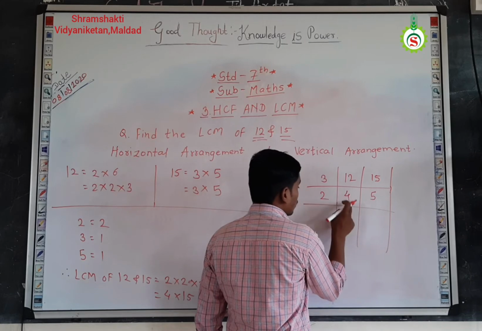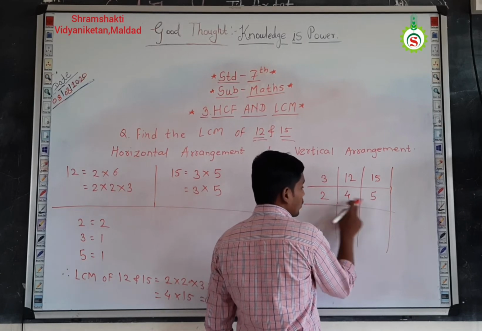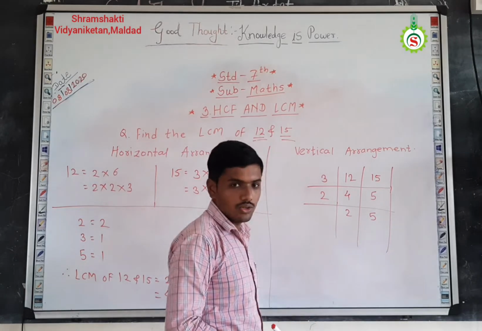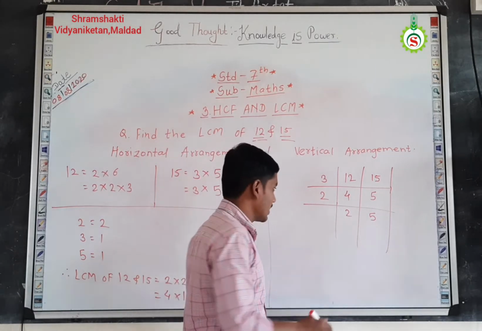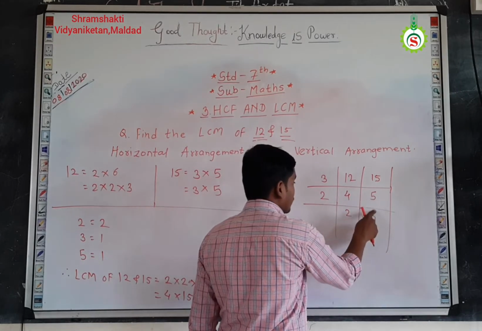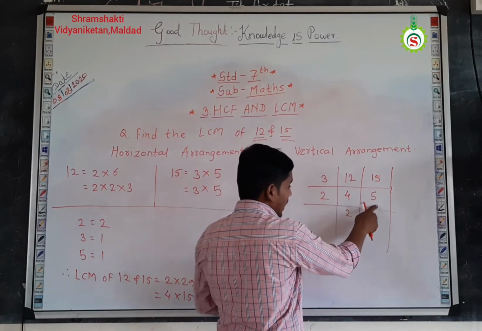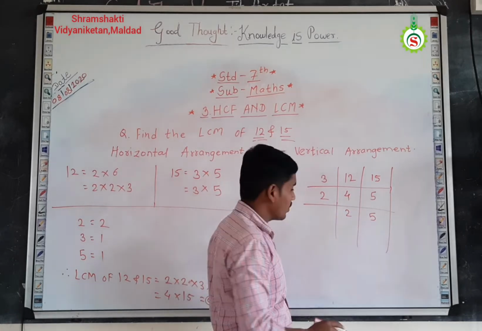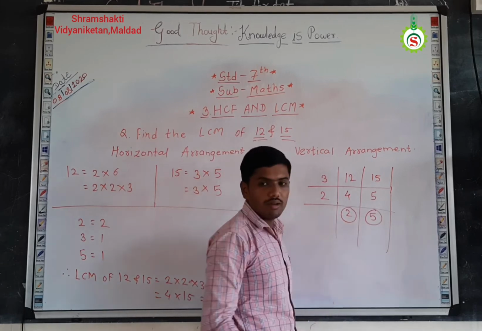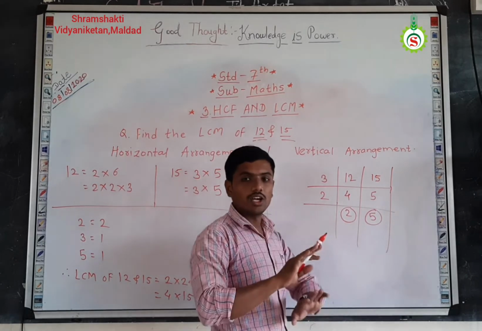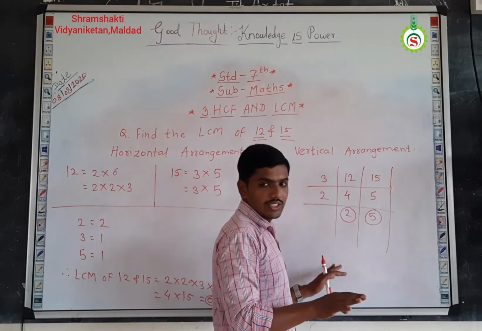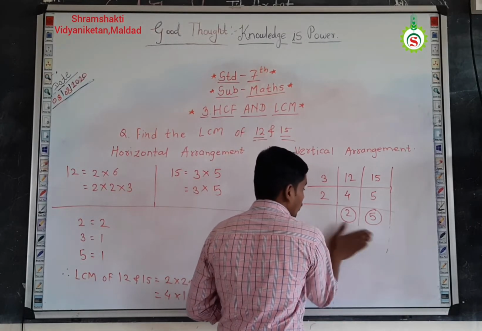Now 2 2s are 4 and 2 cannot divide 5. That's why I will take the 5 here as it is, because 2 can divide only 4 but cannot divide 5. That means 2 is now a prime number and 5 is also a prime number. That means our division is over. Now from here you don't have to take any more division.